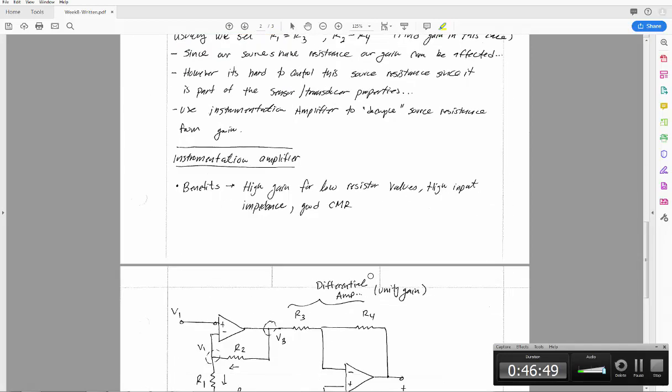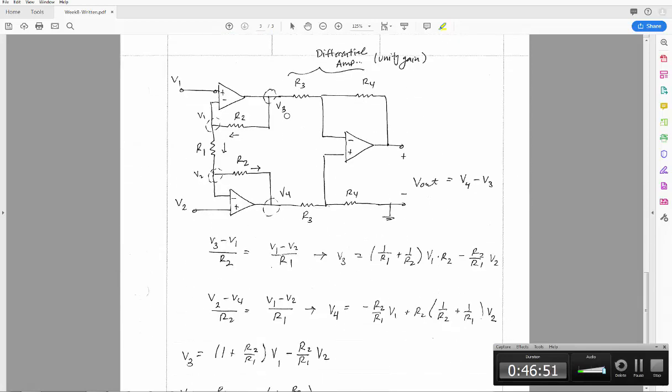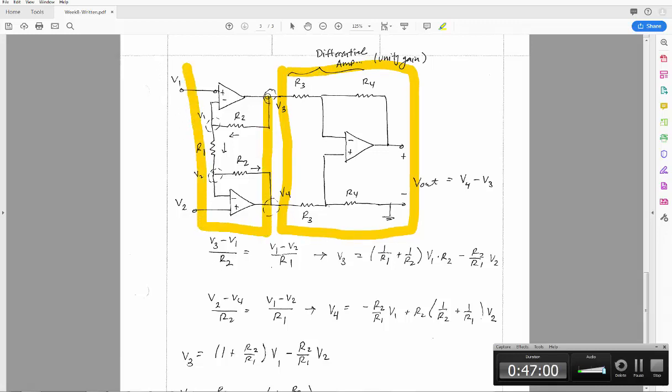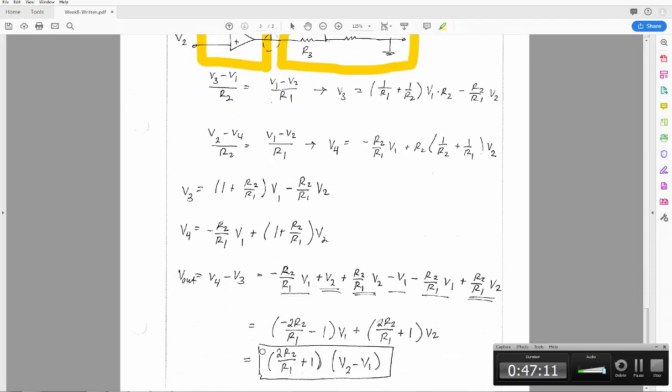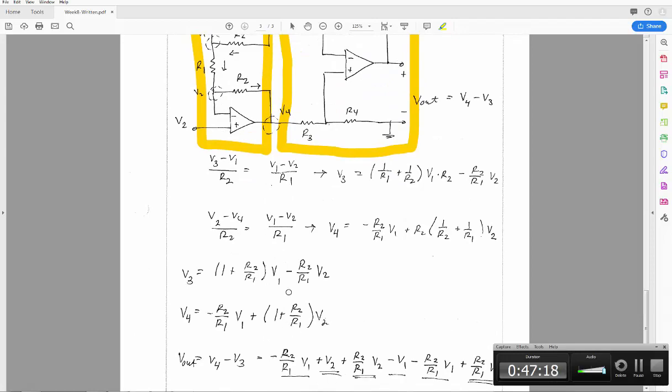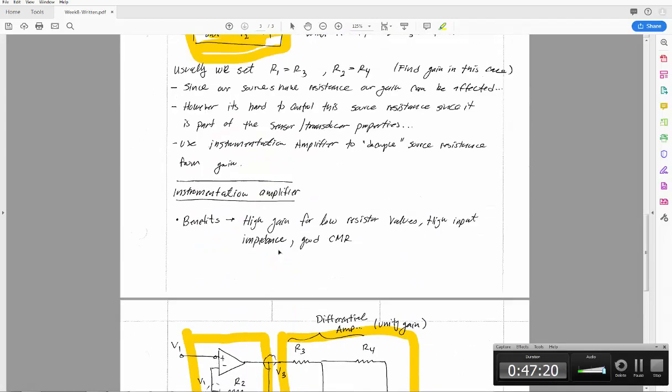Okay, now to the instrumentation amplifier. Again, this part here is just a difference amplifier, and this part here are your unity gain buffers. Again, I'm labeling all the nodes in this circuit. I'm doing KCL, and what I get out is this equation right here, which is the one that you saw in the PowerPoint. So again, I've just derived everything for you.